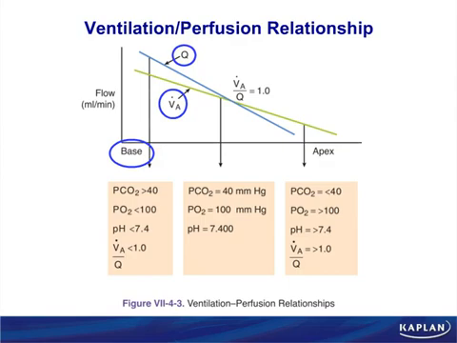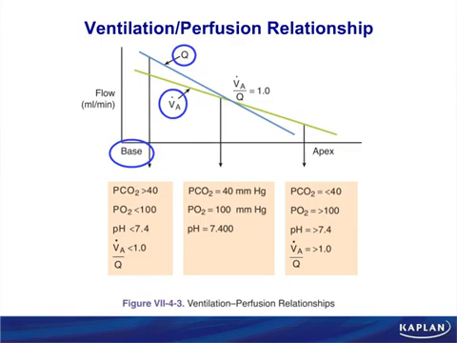VQ. It's all about VQ. VQ is huge. It is very high yield. It is a critically important aspect of physiology and medicine. What's important is the relationship of ventilation to perfusion. Again, V dot A is alveolar ventilation, Q is blood flow, we just call it perfusion.